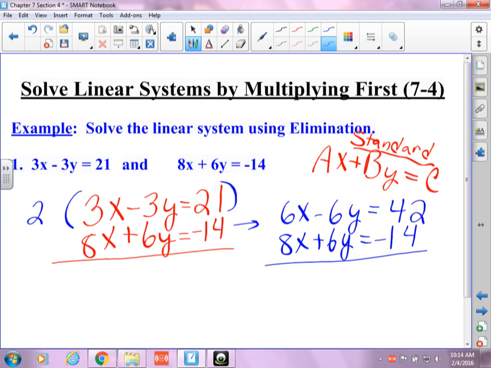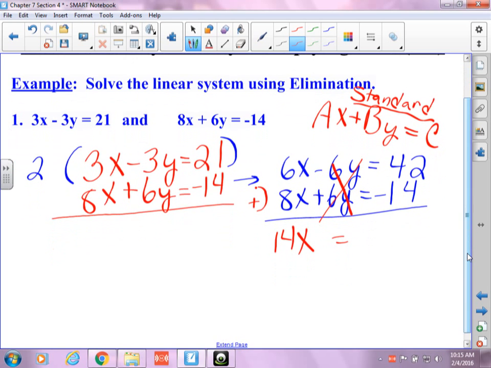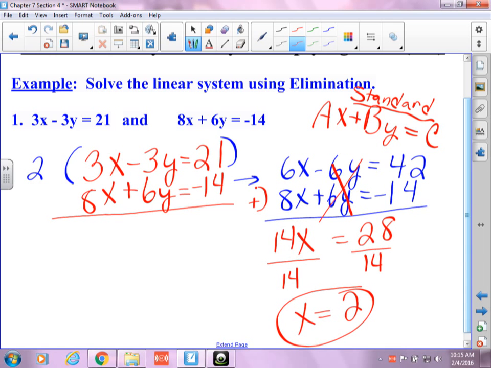Okay, so do I add or subtract? I'm going to add, so notice I'm going to add it and cup it like I did before. 6x plus 8x gives me 14x. Negative 6y plus 6y gives me zero, I eliminated it. 42 plus negative 14 gives me 28. Good. Divide by 14, because it's the number in front of x. X gives me 2.